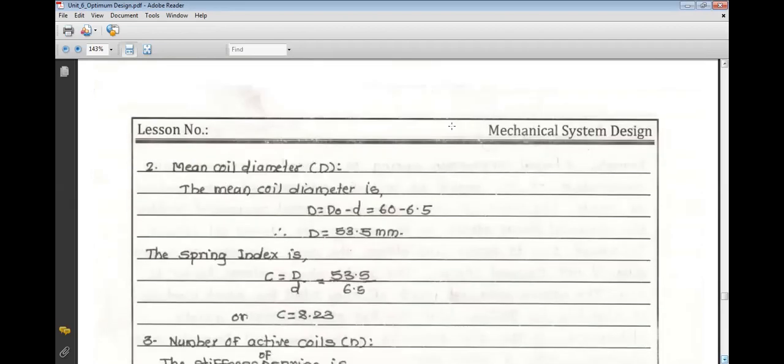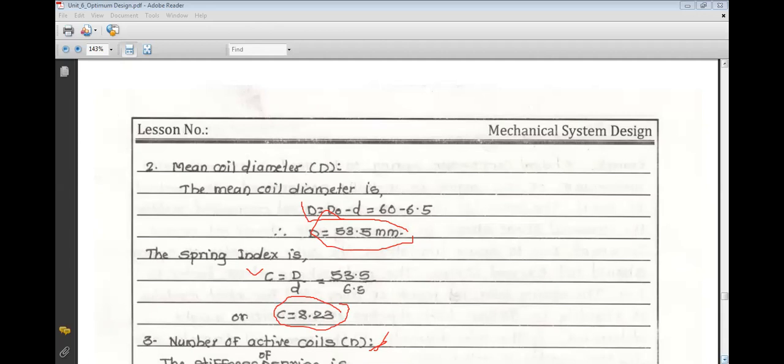Now from that we can find the mean coil diameter D. We know that D equals DO minus d, so that value becomes 53.5. Again, the spring index C, that is D by d, becomes 8.23. Now we have to find the number of active coils.